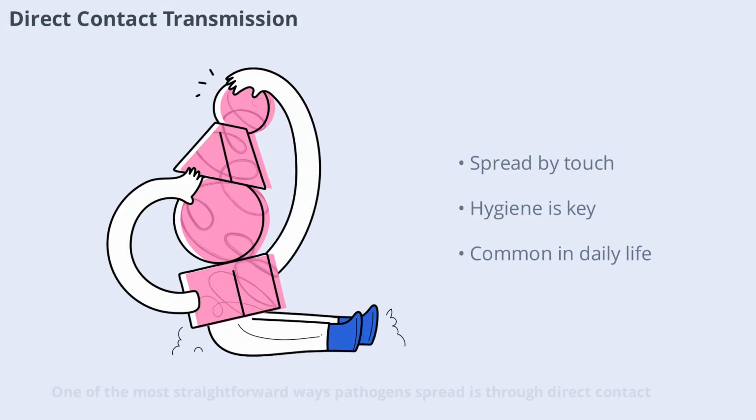One of the most straightforward ways pathogens spread is through direct contact. This means the pathogen moves from an infected person or animal directly to another individual. Examples include touching, hugging, kissing, or even a simple handshake. Skin infections, the common cold, and some sexually transmitted diseases are often spread this way. Direct contact transmission highlights the importance of personal hygiene, like frequent hand washing and avoiding close contact when someone is sick. Let's see how this method plays out in everyday situations.